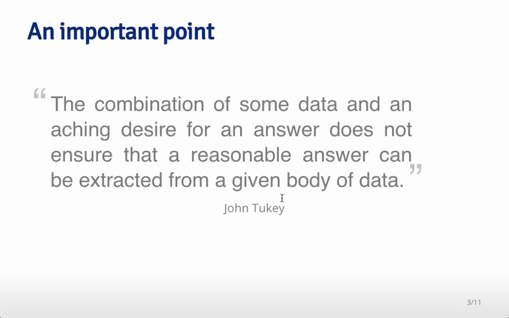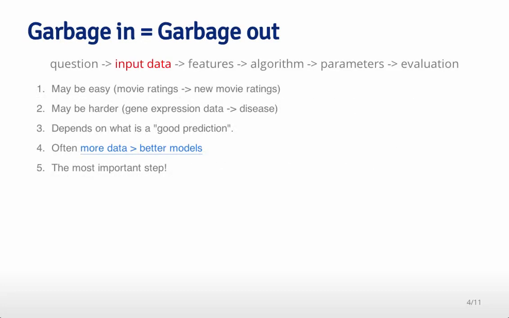An important point that I think is worth hammering home was first quoted by John Tukey, which is that the combination of some data and an aching desire for an answer does not ensure that a reasonable answer can be extracted from a given body of data. In other words, an important component of knowing how to do prediction is to know when to give up, when the data that you have is just not sufficient to answer the question that you're trying to answer.